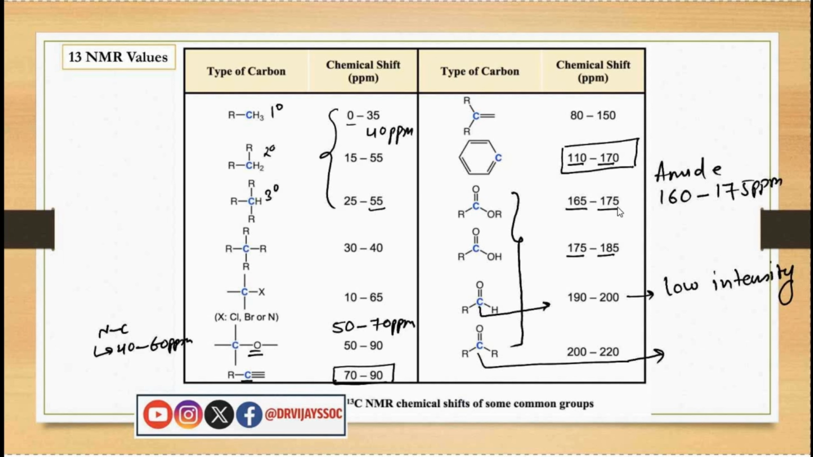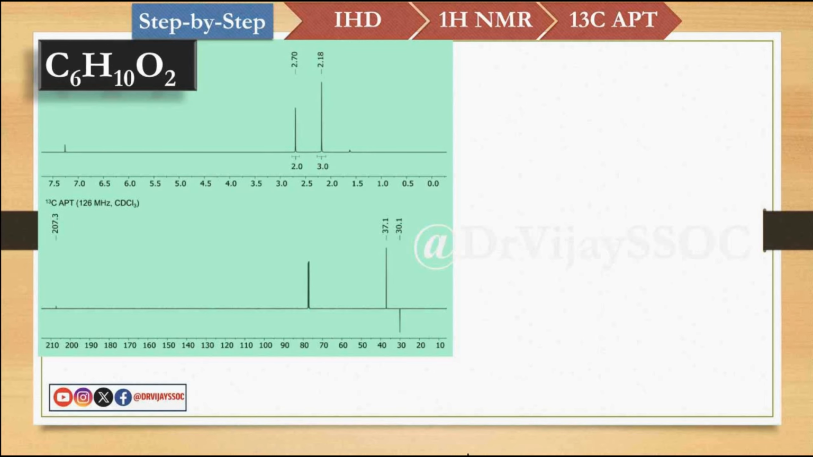Ester comes from 165 to 175 ppm, but amides could be slightly lower than ester. It can be from 160 to 175 ppm. Carboxylic acid is slightly higher, from 175 to 185 ppm. Aldehyde is always coming in a highly deshielded region, from 190 to 200. Therefore, it is easy to distinguish between carbonyl carbon from ester or carboxylic acids. Okay, so after revising the chemical shift values, we are ready to take this challenge.